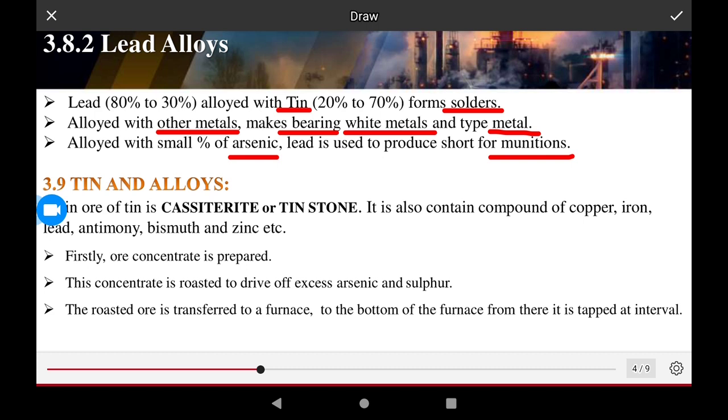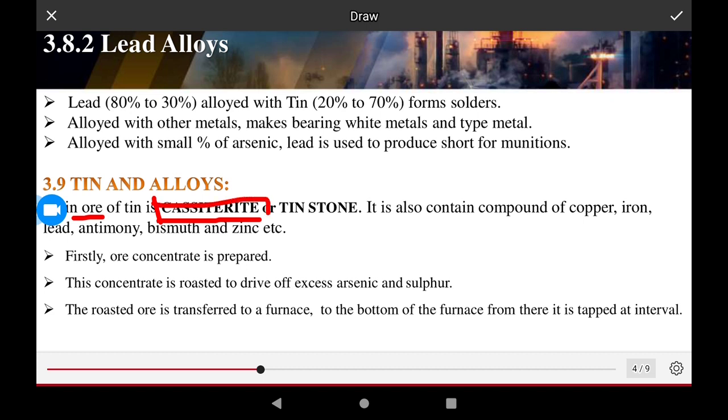Tin and its alloy. The ore of tin is cassiterite, also called tin stone. It also contains compounds of copper, iron, lead, antimony, bismuth and zinc, etcetera.